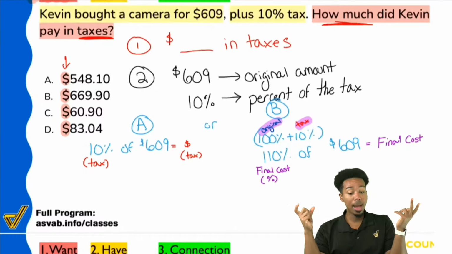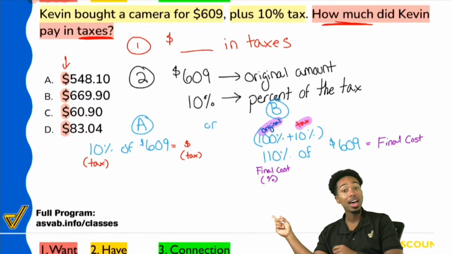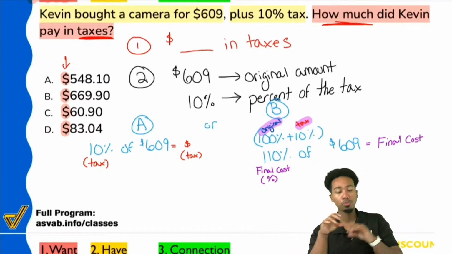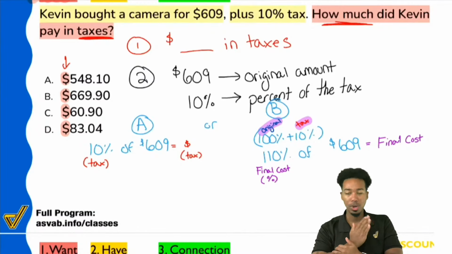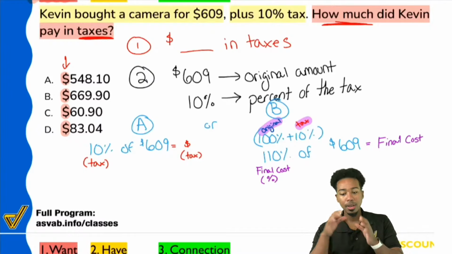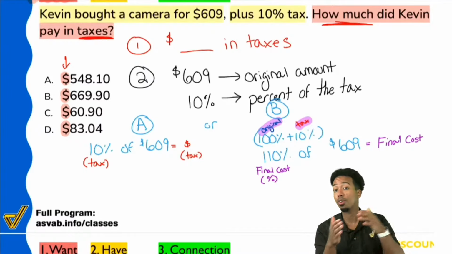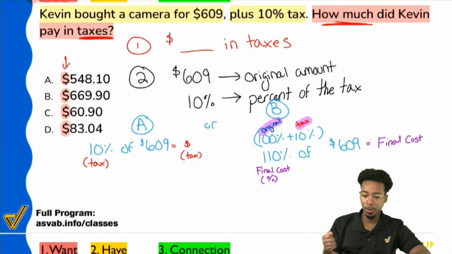We're trying to get the amount of the tax, right? And because we're looking for the amount of the tax, we only want to apply the percent of the tax. If we wanted the final amount, then we would go 100% plus 10%, and we would do that 110% to get the grand total. So again, how you set up your formula is really going to be derived from what you're trying to find.